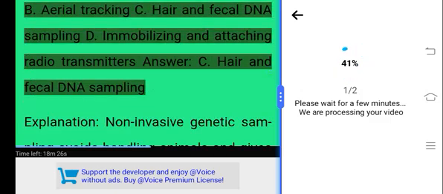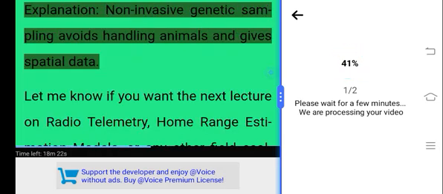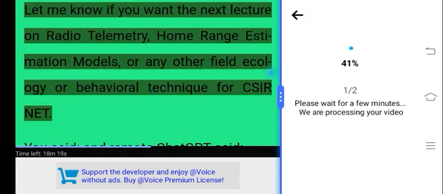B. Aerial tracking. C. Hair and fecal DNA sampling. D. Immobilizing and attaching radio transmitters. Answer. C. Hair and fecal DNA sampling. Explanation. Non-invasive genetic sampling avoids handling animals and gives spatial data.